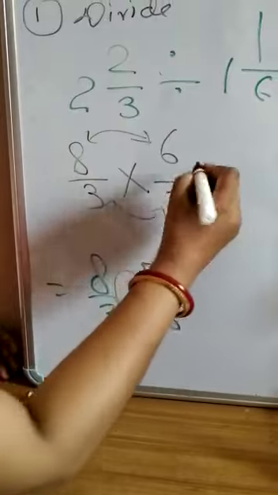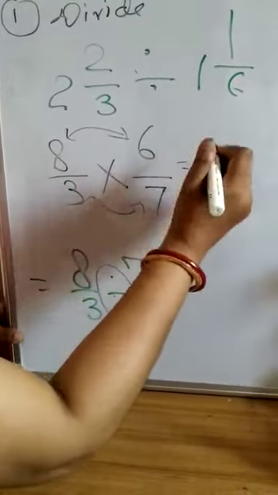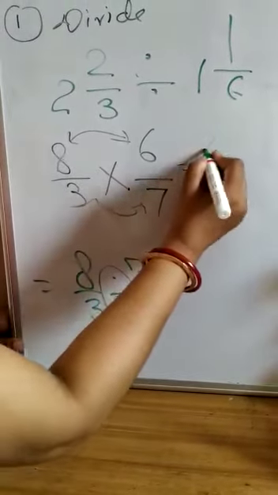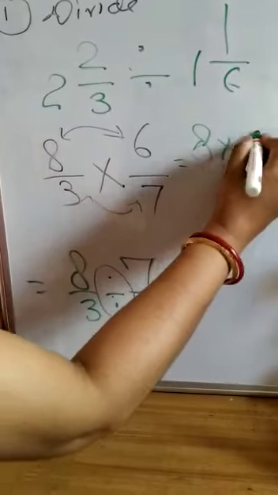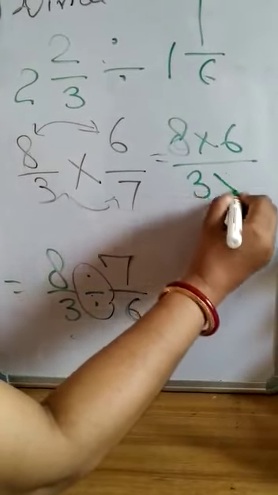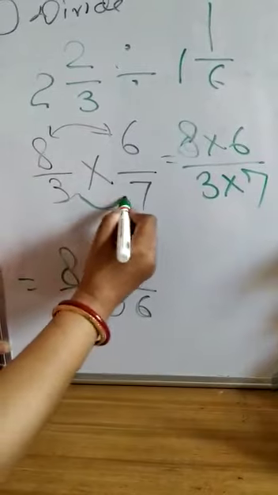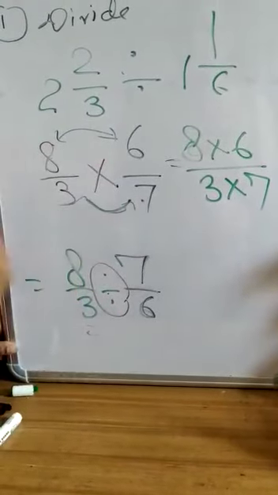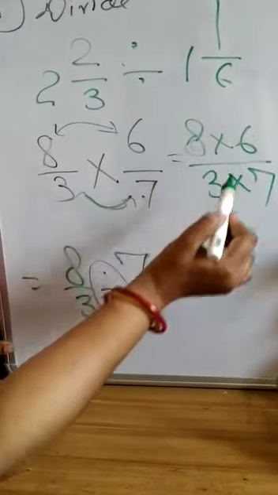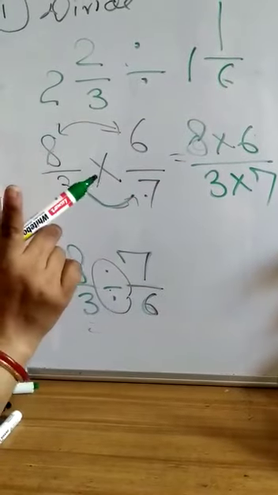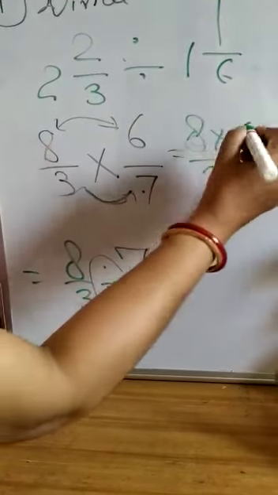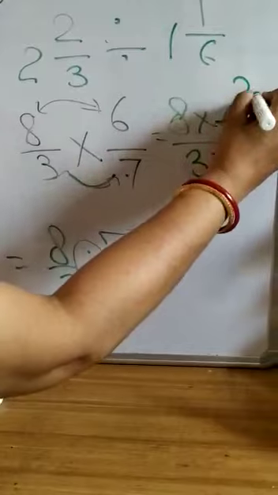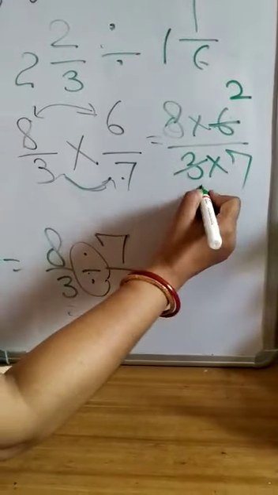Now we multiply the numerator with the numerator and the denominator with the denominator. Right? So here 8 multiplied with 6 by 3 multiplied with 7. Correct? Now here all of you see, 6 and 3 have the common factor, what? 3. So let's divide 6 by 3, we get 2, and 3 divided by 3, we get 1.